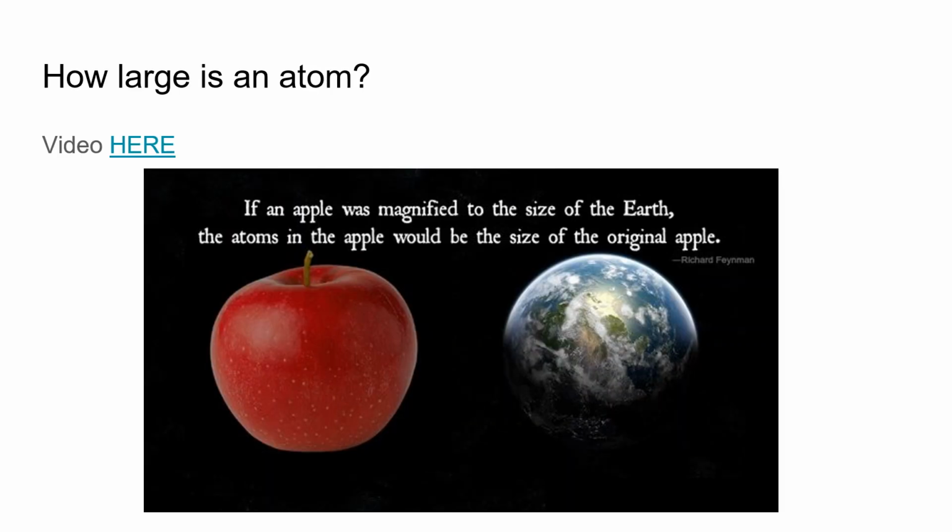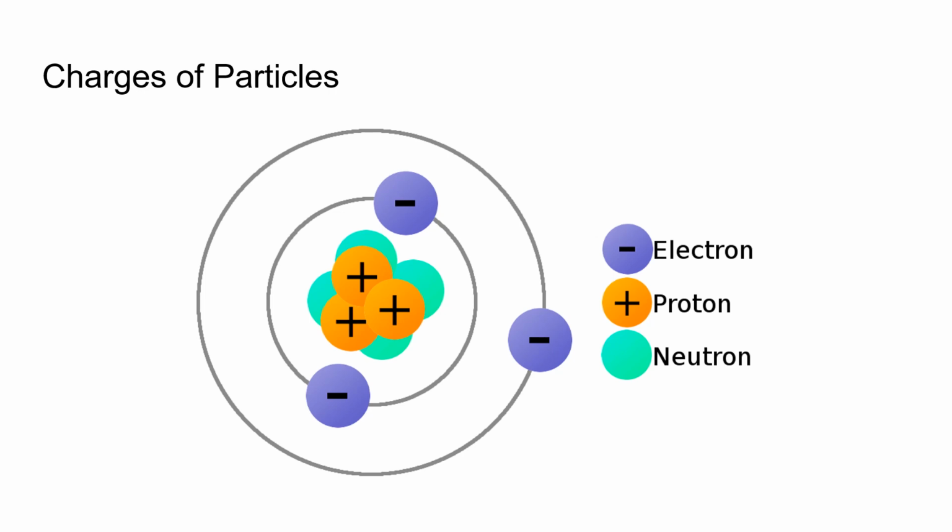So the first thing to understand here is that atoms are incredibly tiny. If you look at this little image here, it says if an apple was magnified to the size of the Earth, the atoms in the apple would be the same size as the original apple. So basically, if you were to fill the Earth full of apples, you would see that they would be the same size as an atom. So what does that mean for you? It means that on the tip of your pencil, you could fit thousands and thousands of atoms.